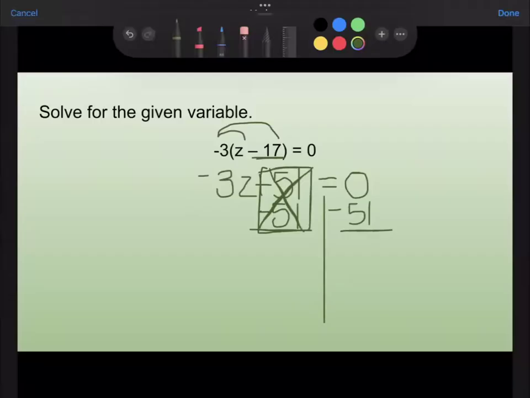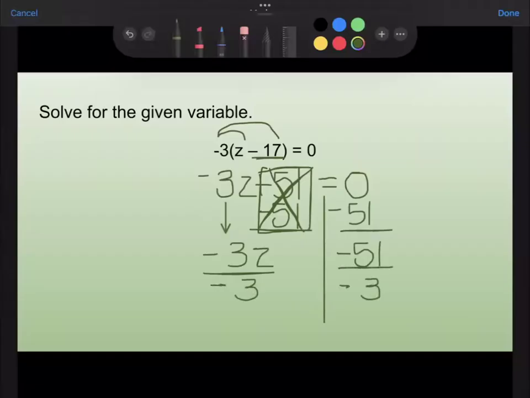0 minus 51 is negative 51. And I'm going to bring down that negative 3z right there, because I haven't done anything with that yet. Now, the opposite of multiplying something by negative 3 is to divide it by negative 3. So I'm going to divide this by negative 3 and this by negative 3.